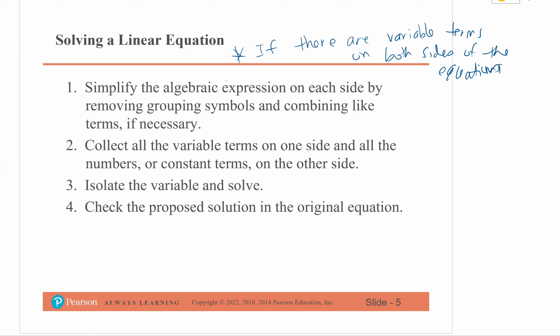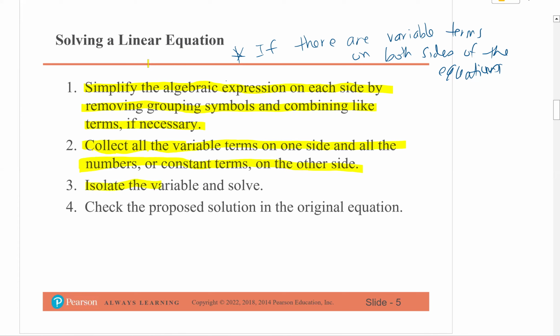So first, if it's a more complicated equation and you want to bring all the x terms together, if you have x on both sides, first simplify any algebraic expressions on either side by removing grouping symbols if they're there, and then combining like terms if necessary. Sometimes it's not necessary to do that. Maybe there are no grouping symbols, or there are no like terms on each side. And then whether you do it or not, the next step would be to collect all the variable terms on one side and all the numbers or constant terms on the other side.